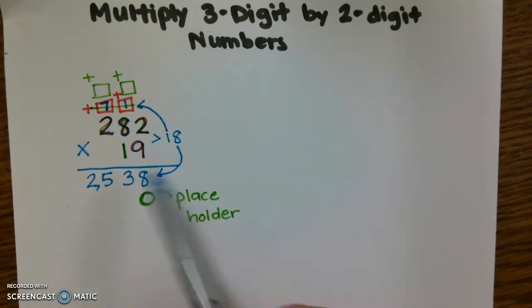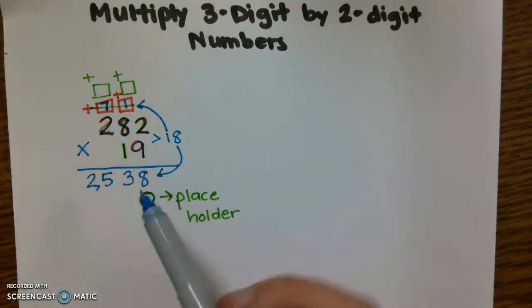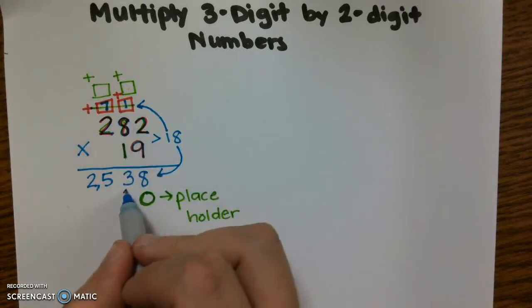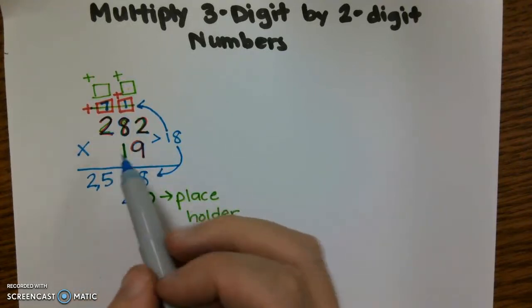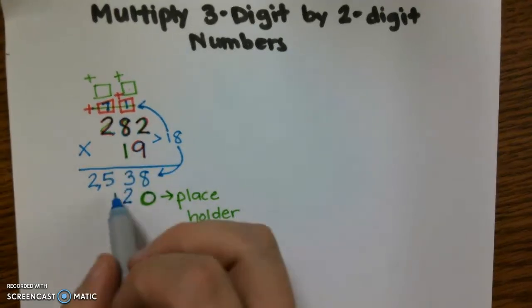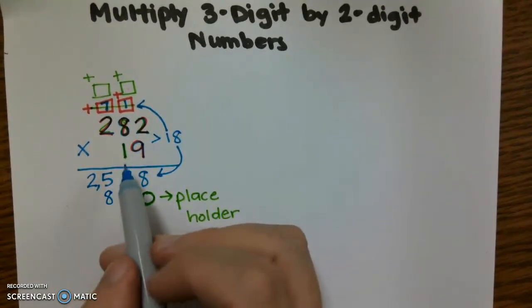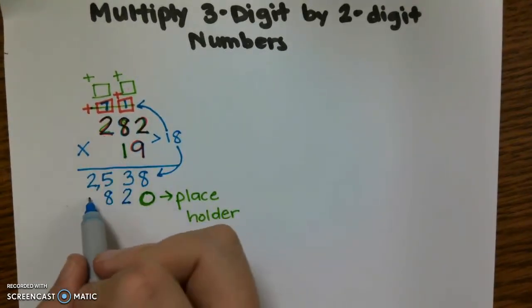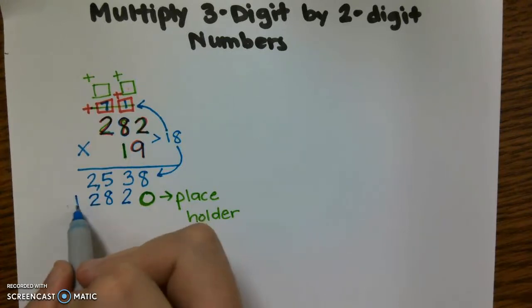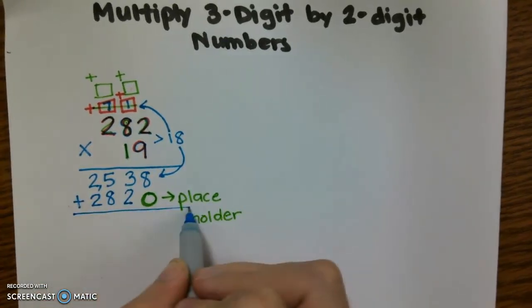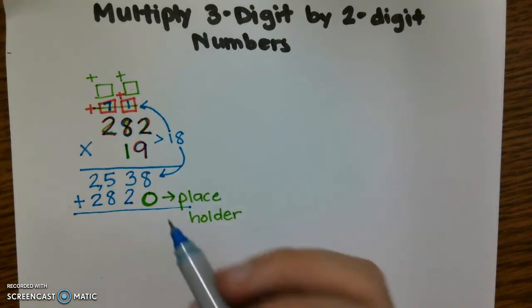So now I'm going to take this 1 and multiply it by 2. 1 times 2 is 2. No regrouping needed. Fantastic. 1 times 8 is 8. No regrouping needed. This is easy. 1 times 2 is 2. I love multiplying by ones because anything times 1 is itself.